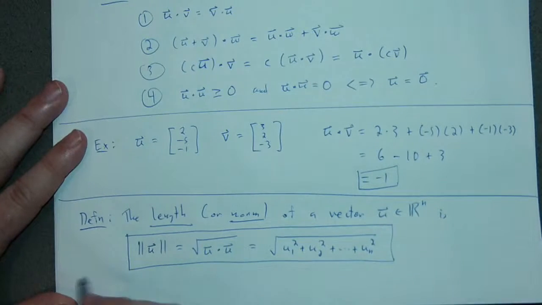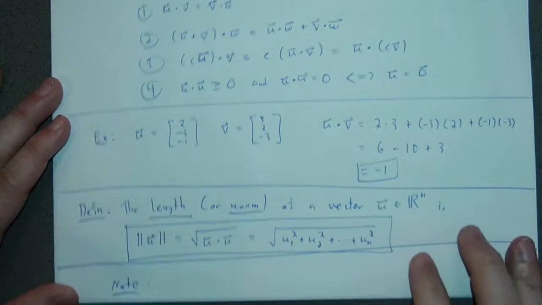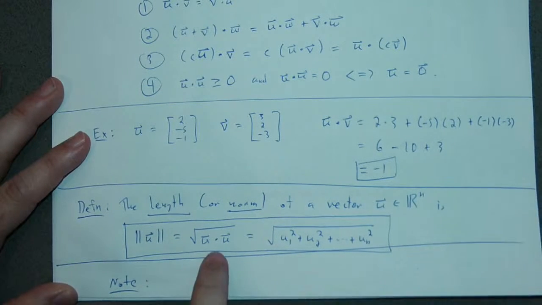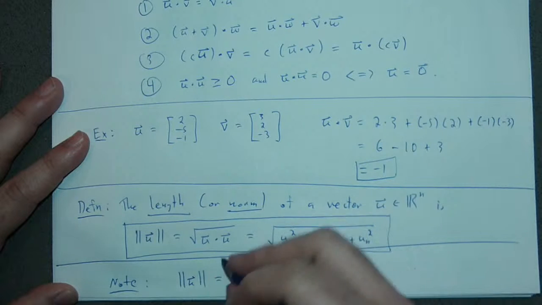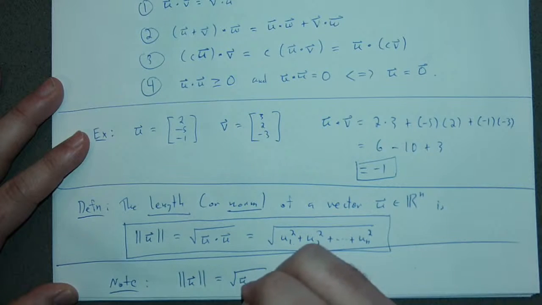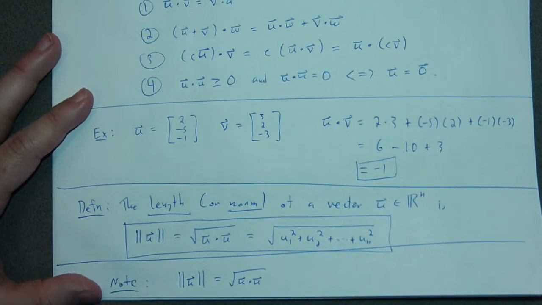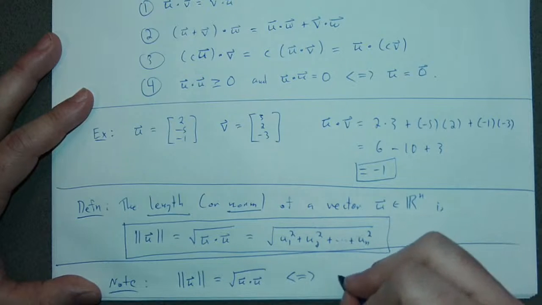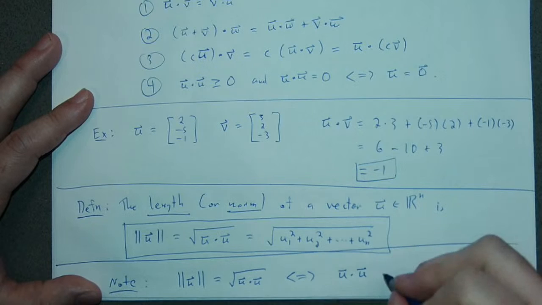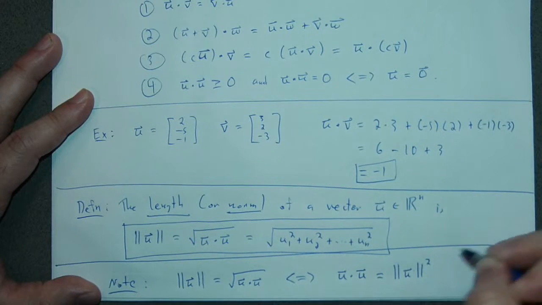In fact, from this definition, note, we have an identity that comes directly out of this definition. The length of a vector is the square root of that vector dotted with itself. So the dot product determines the length in this way. Another way of writing this is that a vector dotted with itself is actually the same thing as the length of that vector squared.